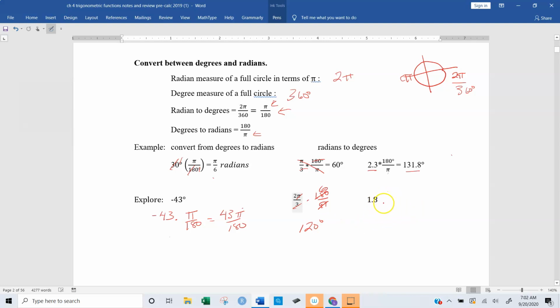And over here, 1.8 is also radians. So that's 180 over pi. Should have done your multiplication on a calculator, and you would have got 103.1 degrees. Okay, I hope you did a good job.